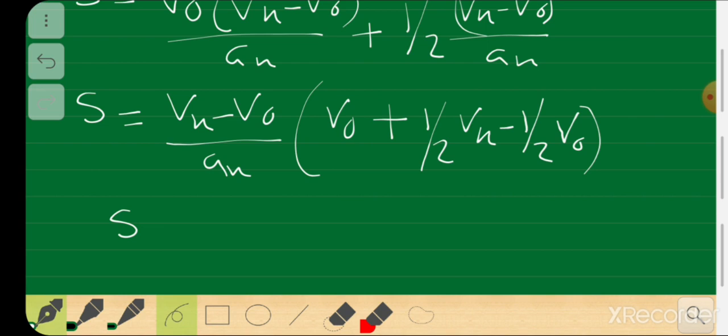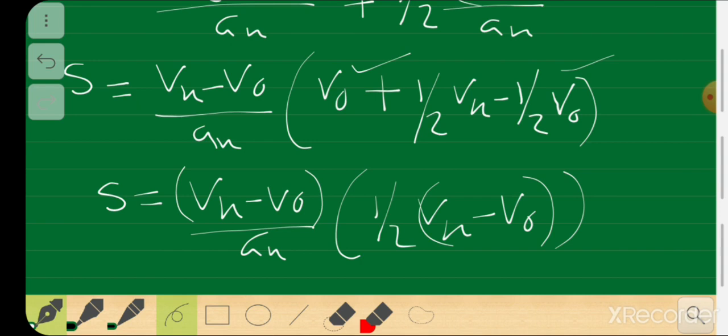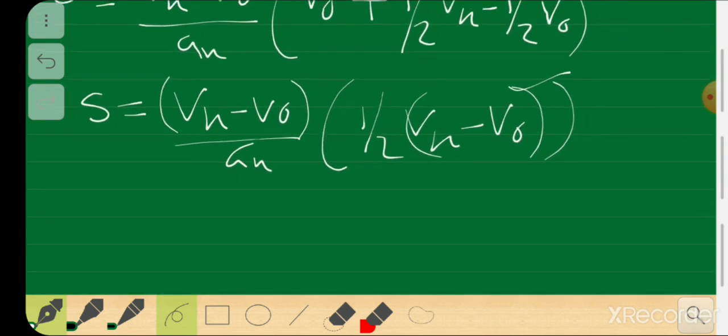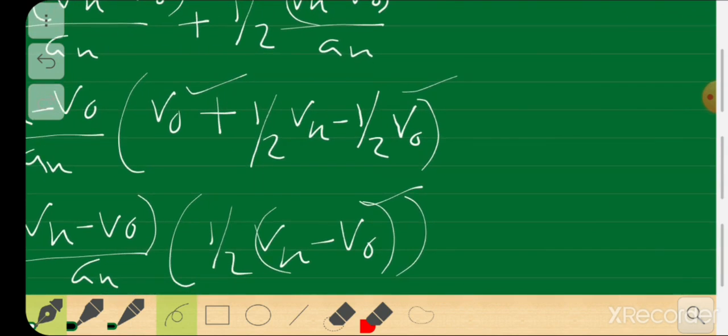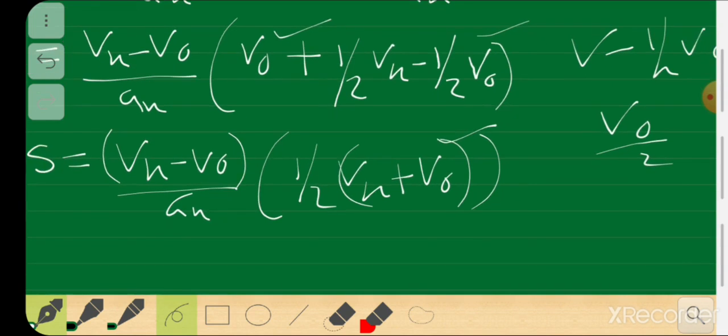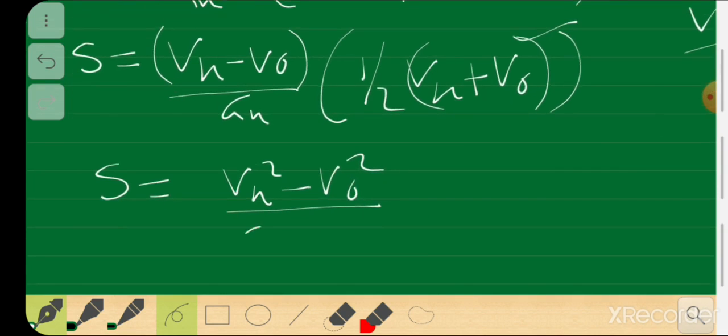Now you can write s equal to (vx minus v0)/ax. v0 and half of v0 will cancel out, so you get half of (vx minus v0), right? That's what you get. Now (vx minus v0) times this term: this was not a minus half v0, it's v0 by 2, so it's a plus sign, sorry about that. So vx minus v0 times vx plus v0, a minus b times a plus b, is just a squared minus b squared, so that is (vx squared minus v0 squared) by 2ax, right?